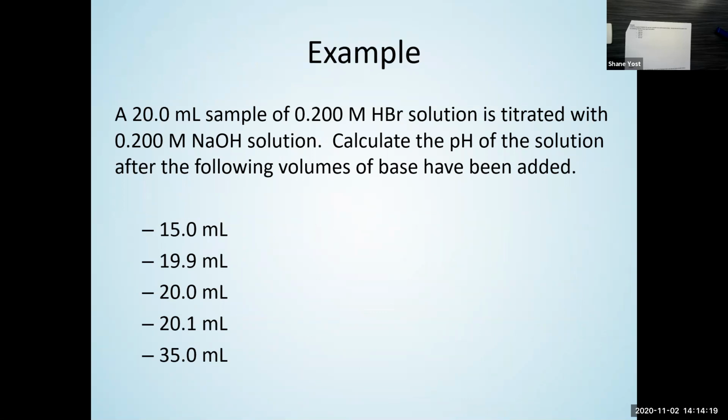So let's do an example of looking at the pH for the titration of HBr, a strong acid, with NaOH, a strong base. I want to know what the pH is after I've added the following volumes of my strong base, my titrant, to the solution. I start off with 20 milliliters of 0.2 molar HBr and add some volume of 0.2 molar NaOH.